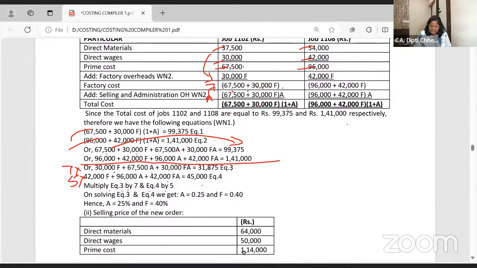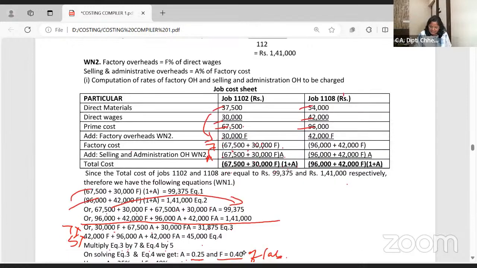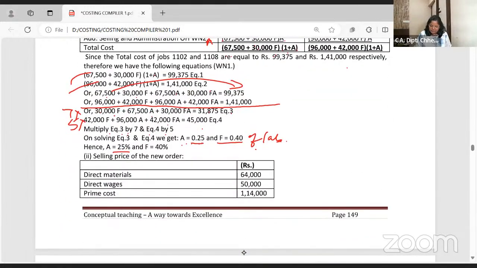And you will get one value called A, 0.25. A, the administrative overhead, is 25% of the factory cost. And substituting that, you will get F, that is 40% of the labor. Now you know, you got the ratio.